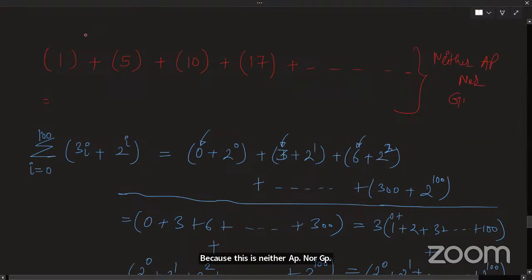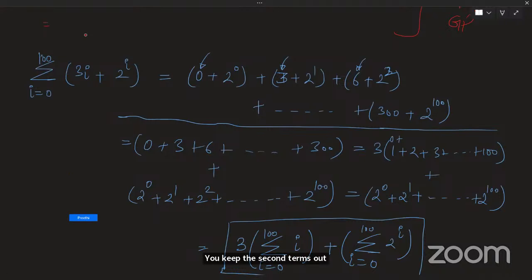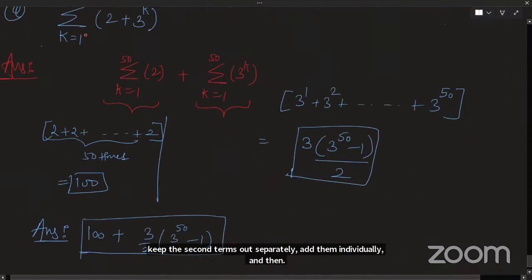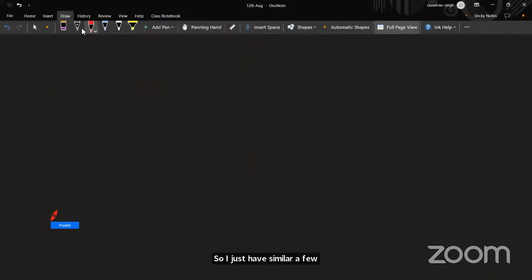How will you add this? So what I'm doing is you keep the first terms out separately, you keep the second terms out separately, add them individually, and then combine them together. Fine. So I just have a few more similar problems for you as homework.